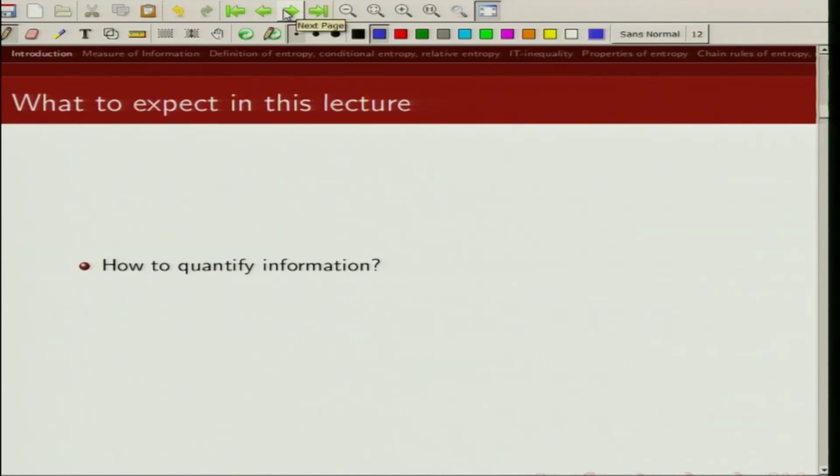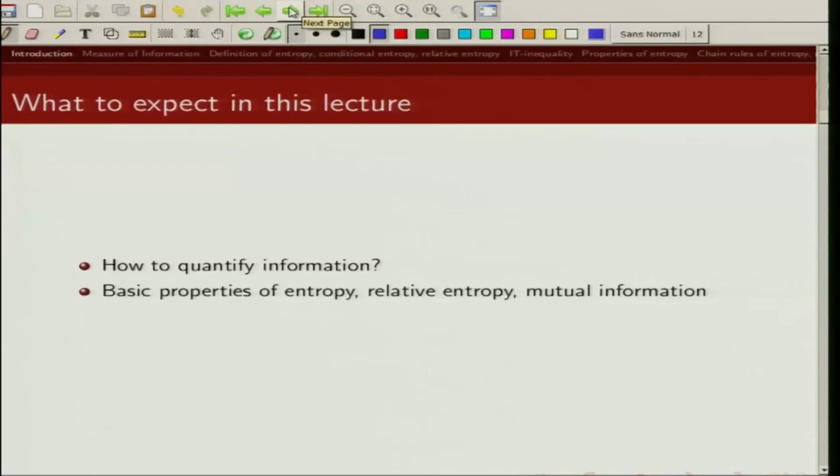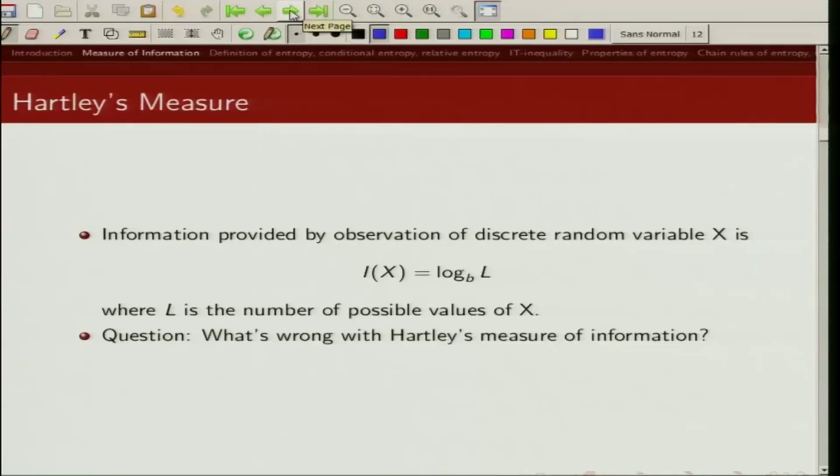So after this lecture you should be able to quantify information, and you should be able to know what is entropy, conditional entropy, joint entropy, mutual information, and their properties. So Hartley was the first person who was able to quantify information. And how did he quantify information?